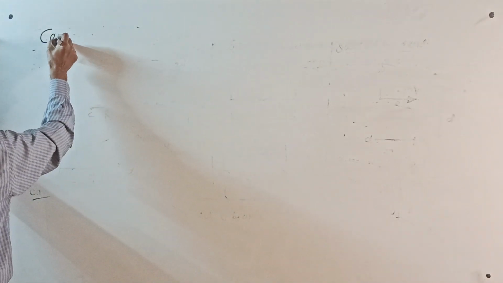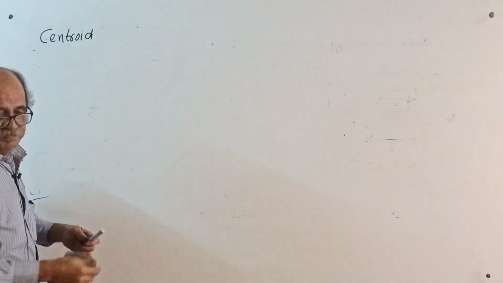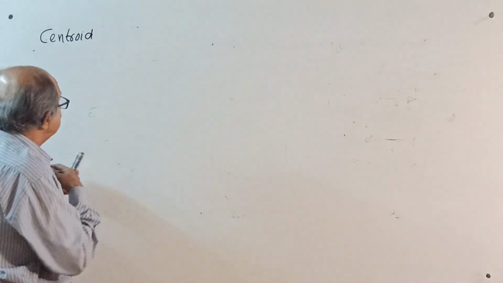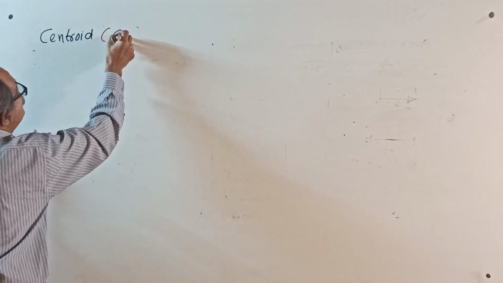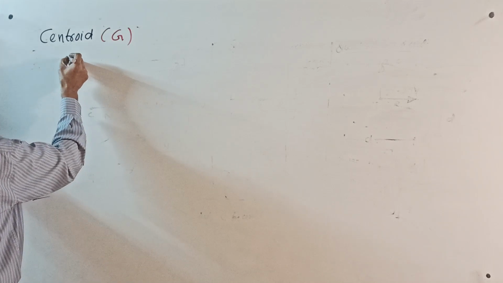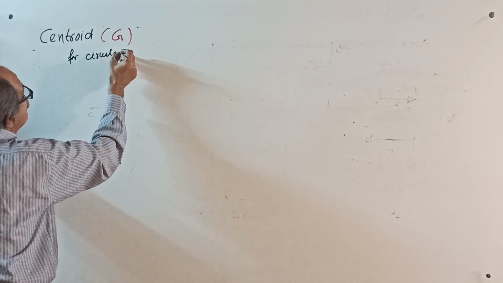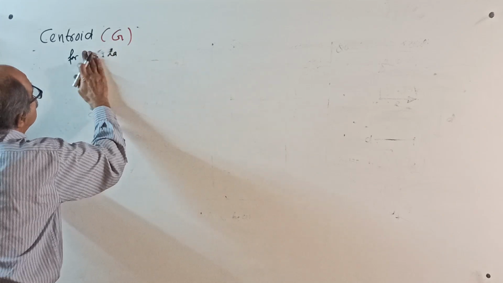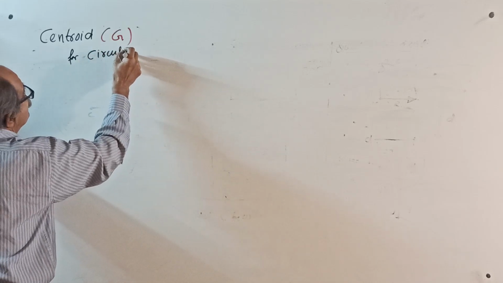First comes the centroid. The centroid symbol is G. For a circle, G, for a lamina, is not required. For a circular lamina, or simply a circular problem, circular lamina.